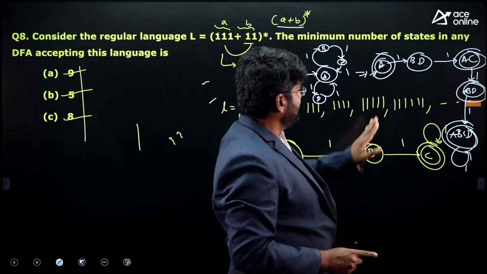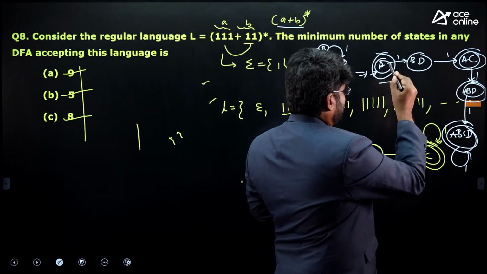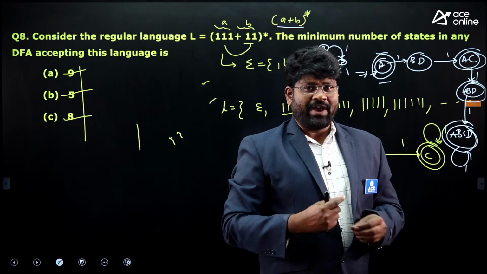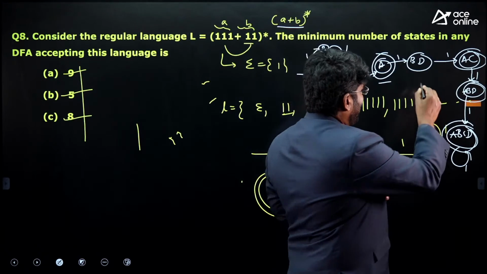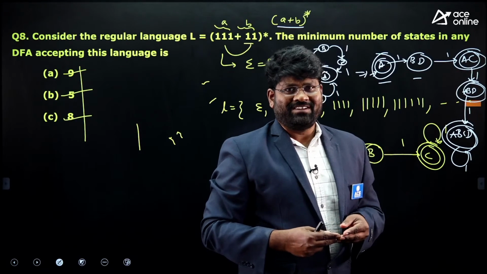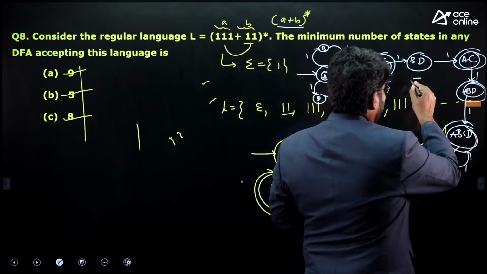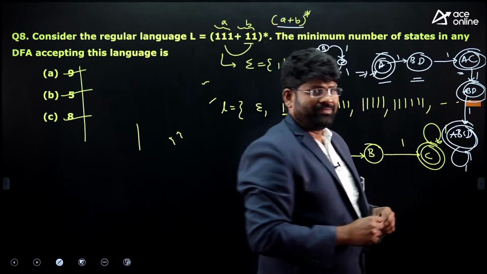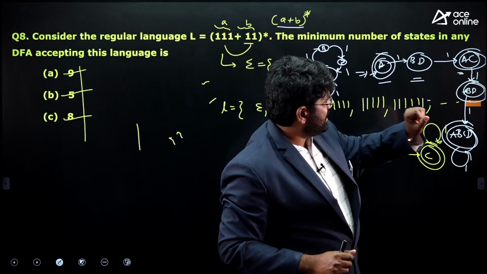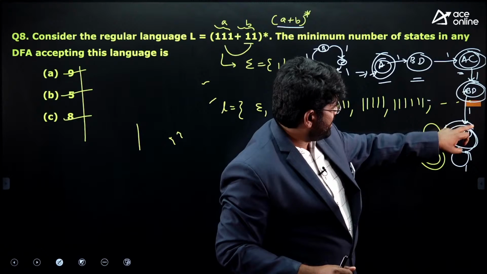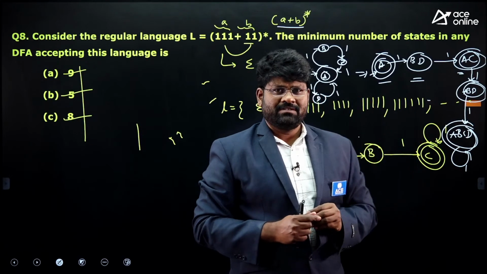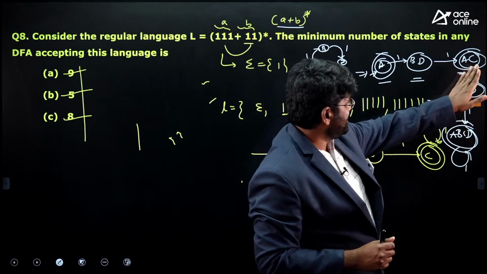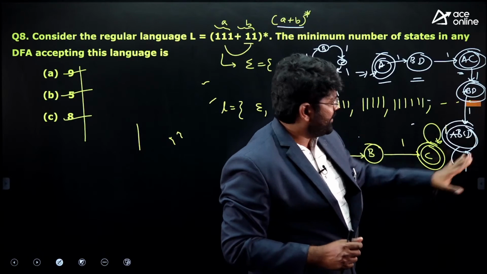Just observe the diagram. You know this is the first state, a final state. Later I have the non-final state here. After this non-final state, you have a final state. Once I cross this final state, later on I have only final states. Once you cross this, later on I find only final states.